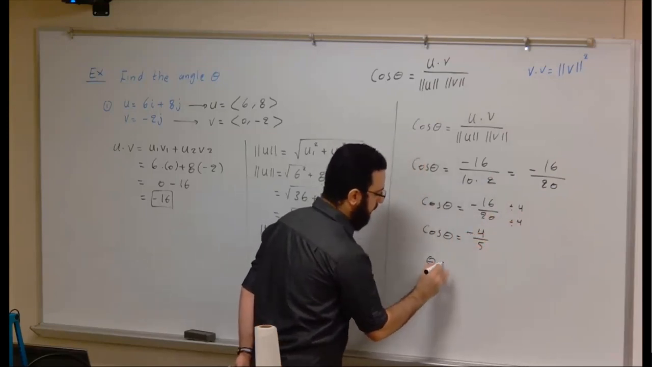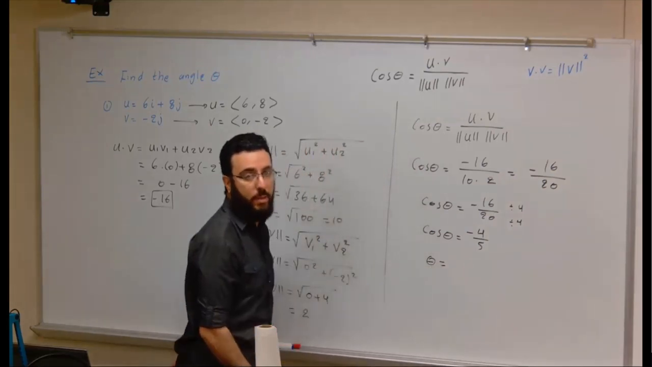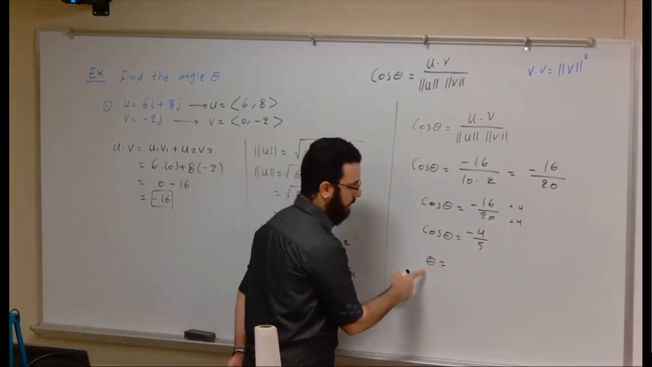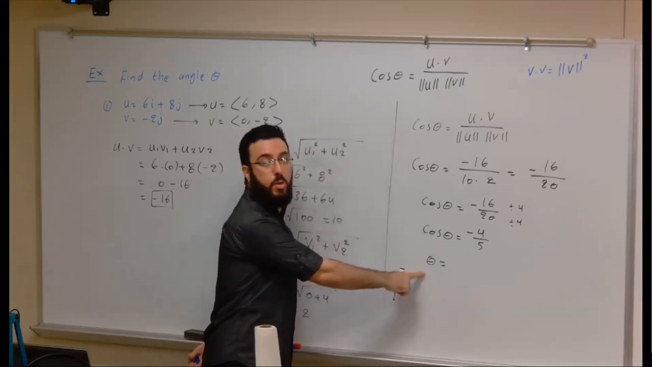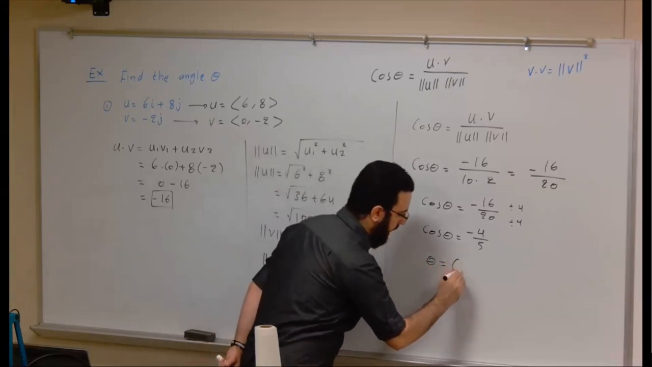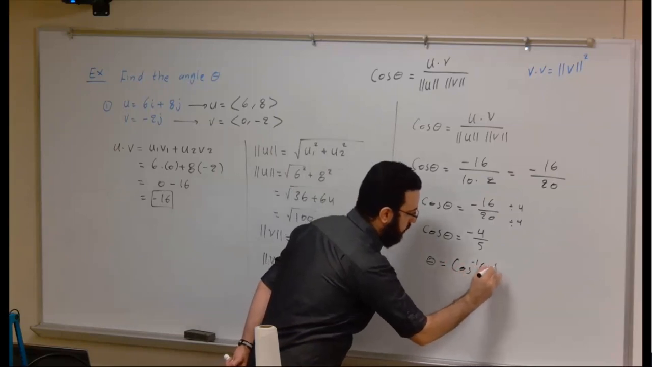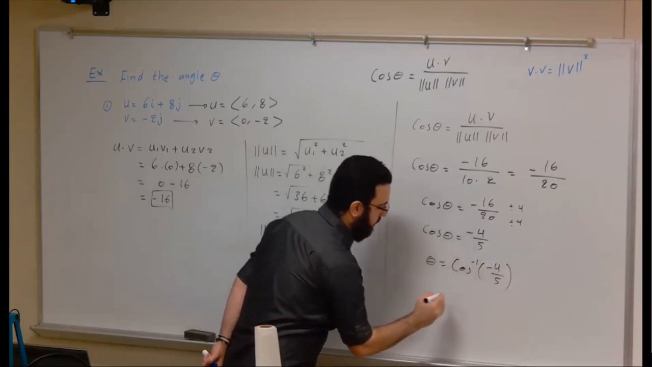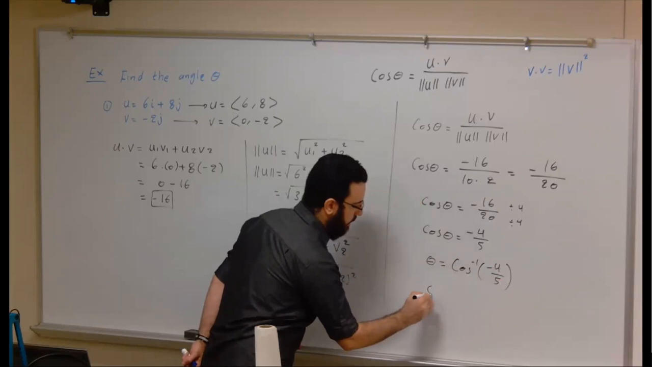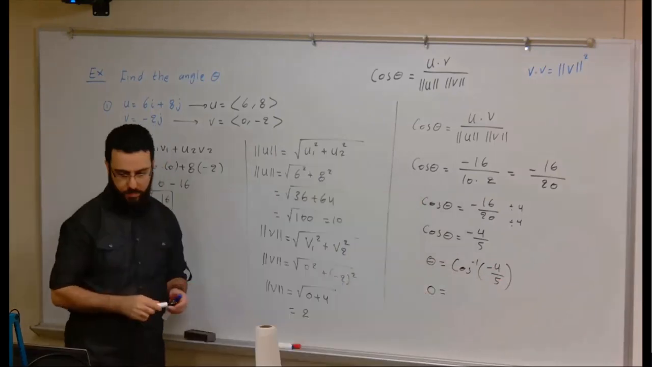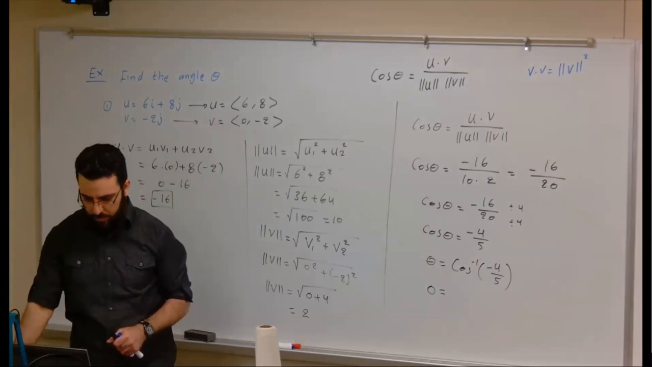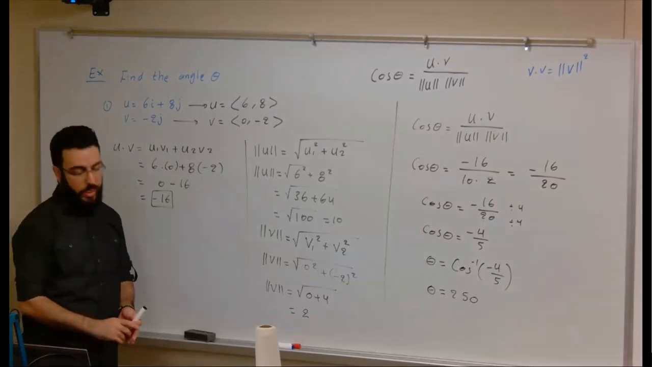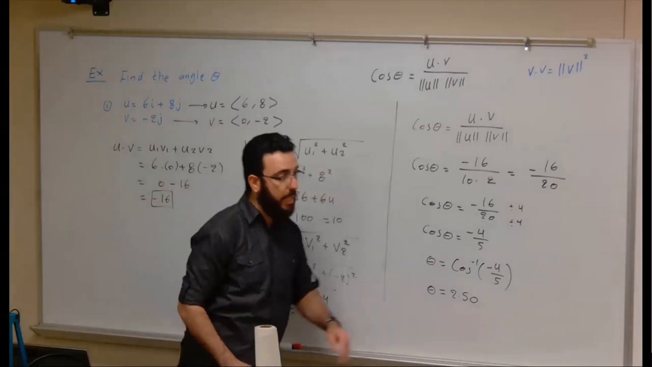Can we find the theta? Theta equal what? Theta equal what? Theta equal cosine inverse of negative 4/5. Tell me how much is going to be theta. So we got the angle equal 2.50.